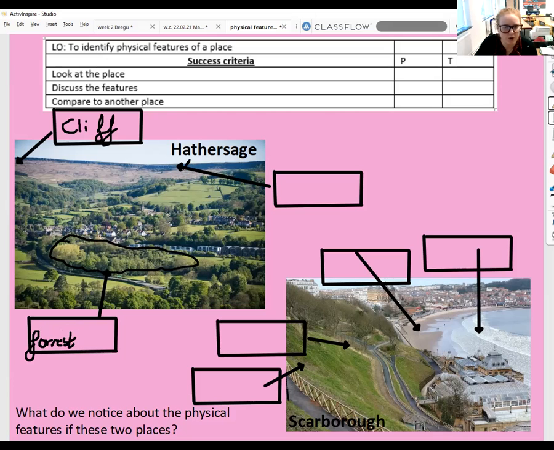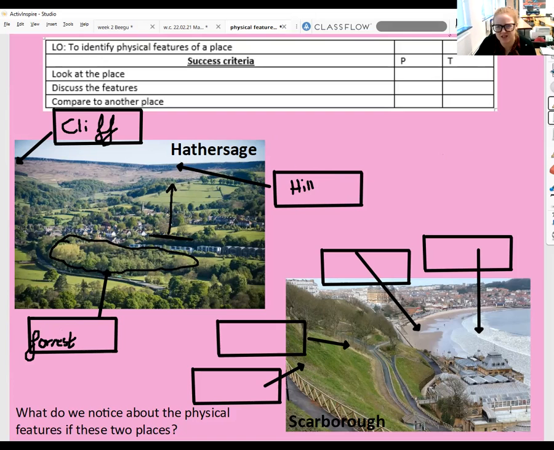Fantastic. And up here, we've got a raised area of land. Down here we can see it's quite low, quite flat. And then if we want to walk uphill, we'd end up here. So this is a hill. What else did we have in Hathersage? We have hills, we have cliffs, we have forests, lots of greenery, lots of things going on.